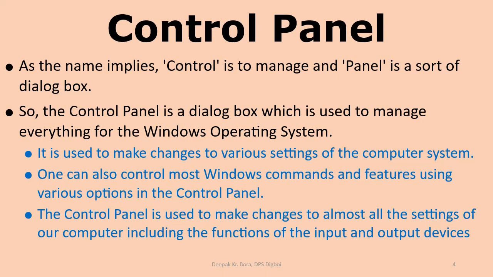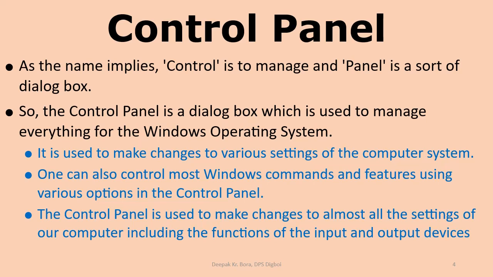Control panel. As the name implies, control is to manage and panel is a sort of dialog box. So the control panel is a dialog box which is used to manage everything for the Windows operating system. It is used to make changes to various settings of the computer system. One can also control most Windows commands and features using various options in the control panel. The control panel is used to make changes to almost all the settings of our computer, including the functions of the input and output devices.